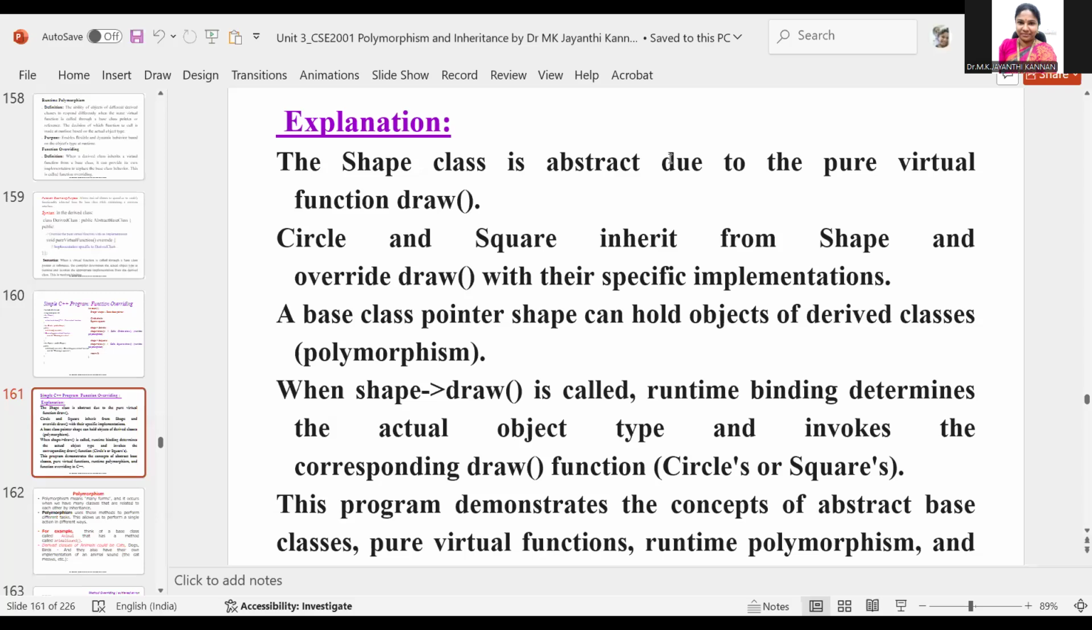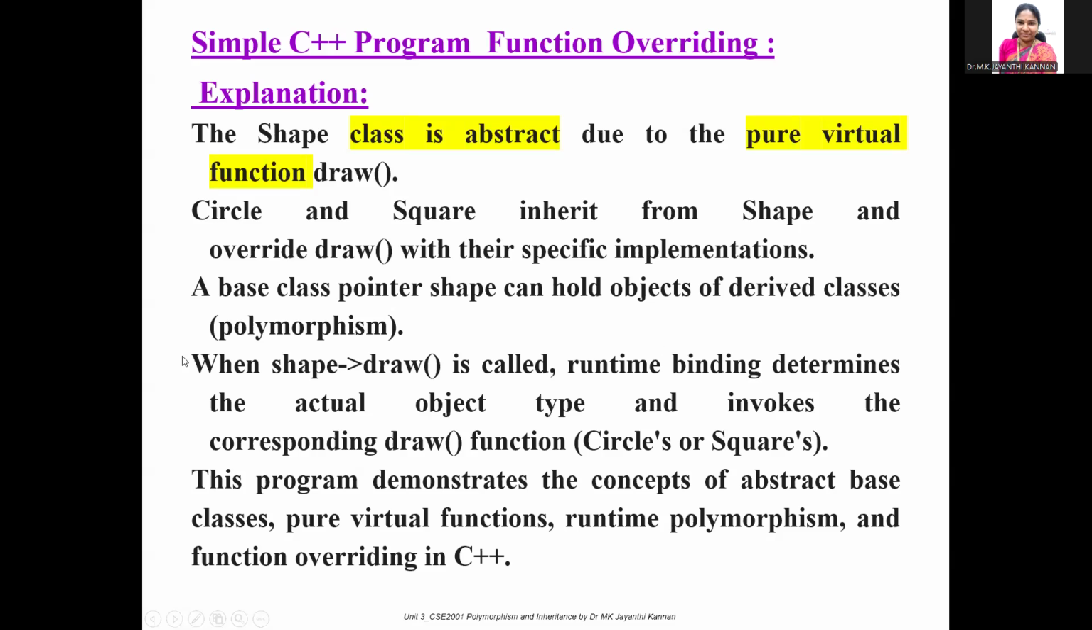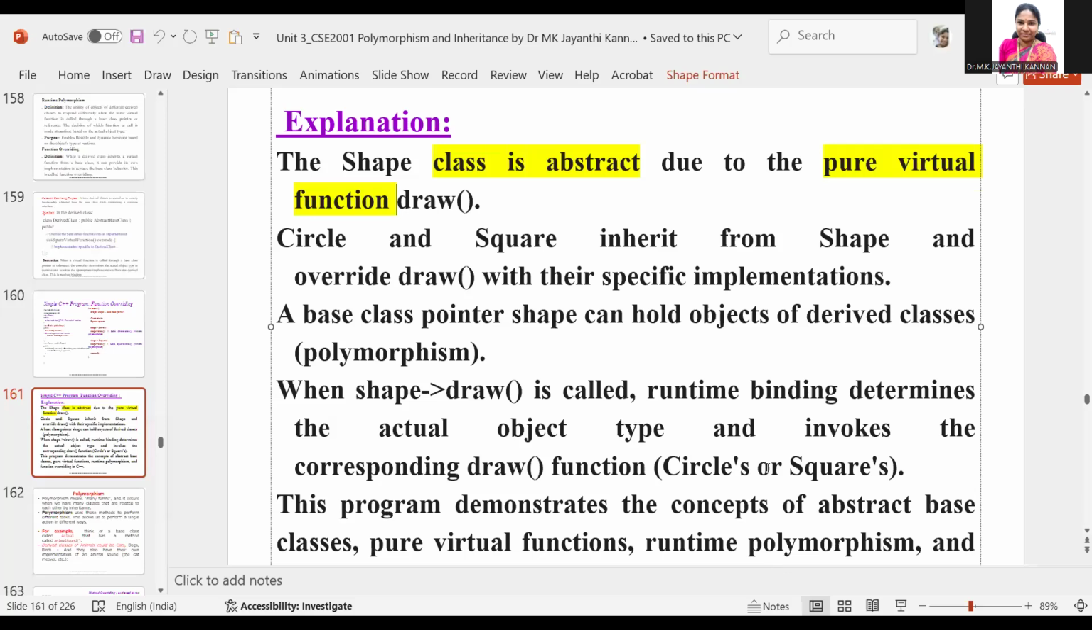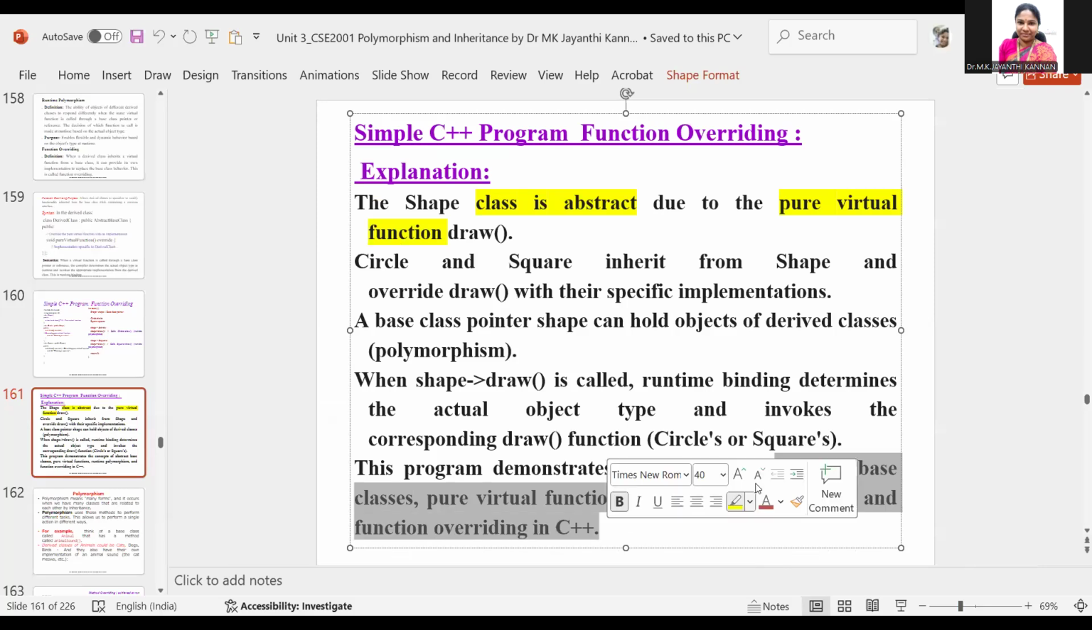So the class is abstract when it is having a pure virtual function. Circle and square inherit from shape, and the base class pointer shape can hold objects of derived classes, and through the pointer member access operator, shape arrow, we are calling the functions. The program demonstrates the concept of abstract base class and pure virtual function. So the above program is an example for abstract base class and pure virtual function, runtime polymorphism and function overriding.